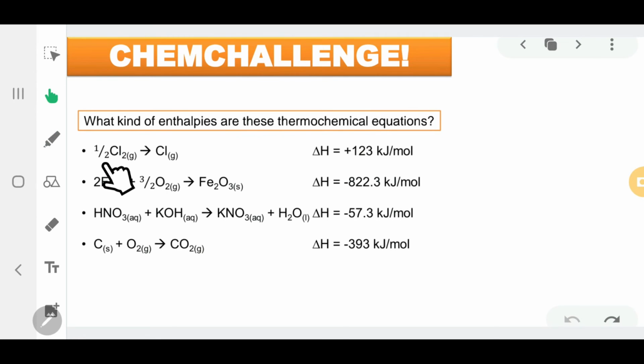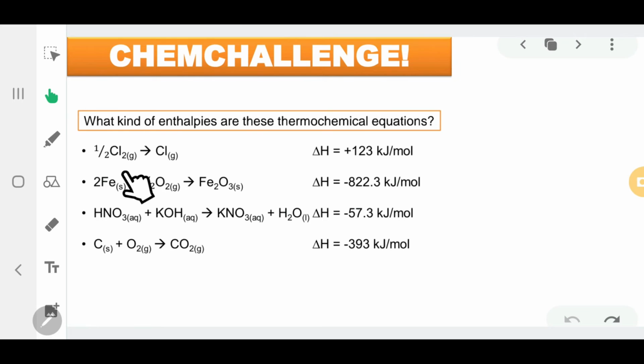We have half mole of Cl2 gas to have Cl gas right over here, and you have the enthalpy. You have 2 moles of iron solid reacting with 3/2 moles of oxygen gas to produce Fe2O3. And you have an acid and a base, with the salts and water being produced, and also the enthalpy value at the back. So all of these are thermochemical equations. And you have carbon solid plus oxygen gas to give CO2 gas. Okay, so let's have a try.